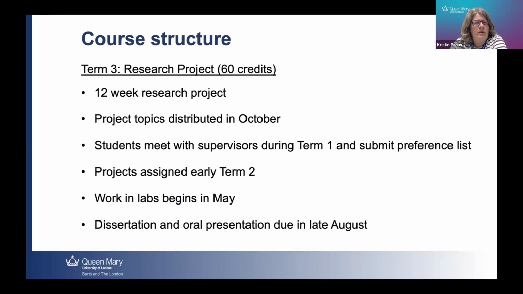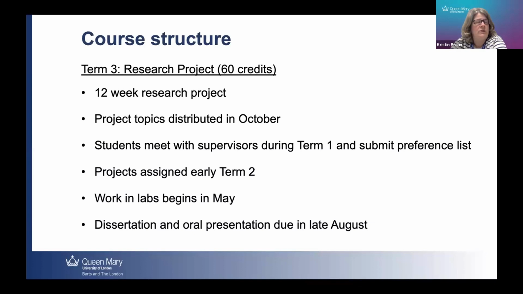And then during term 3, starting in May, our students undertake their final research project. And the research project is worth 60 credits. So it's 4 times as much as each of the taught modules. And the students join one of our research labs to undertake a 12-week long research project.